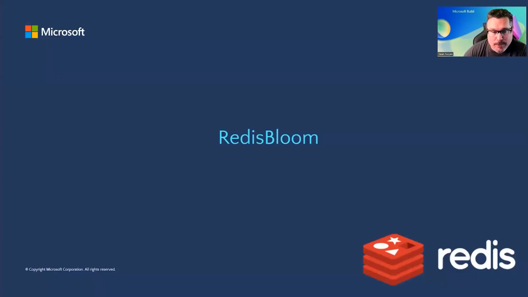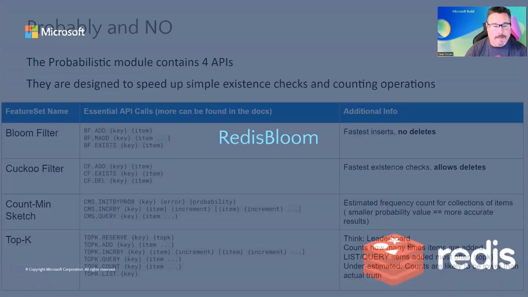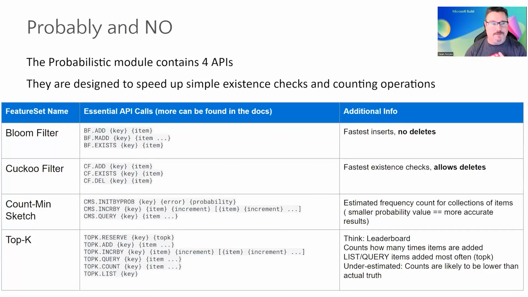So the next module that we have available is Redis Bloom. Now, Redis Bloom consists of 4 different probabilistic modules. And probabilistic means that they aren't 100% accurate, but they trade off accuracy for speed. So top K gives you the top amount of something, think leaderboard. Count min sketch is just going to do counts for you against keys that you have in the database.